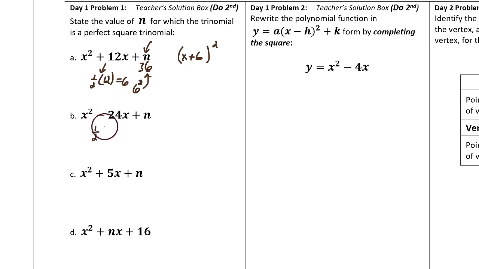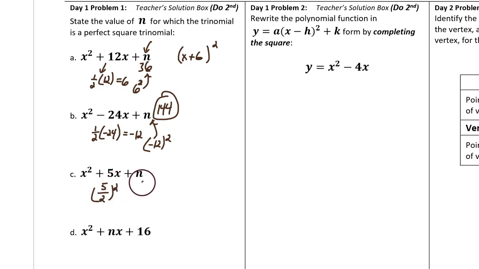So take half of the negative 24, that makes negative 12, and then square the negative 12. That means that n is 144. Next one, take half of the 5, so that makes 5 halves, and then square that. So that means n is 25 fourths. And the last one, can you figure out what n is? It has to be an 8.